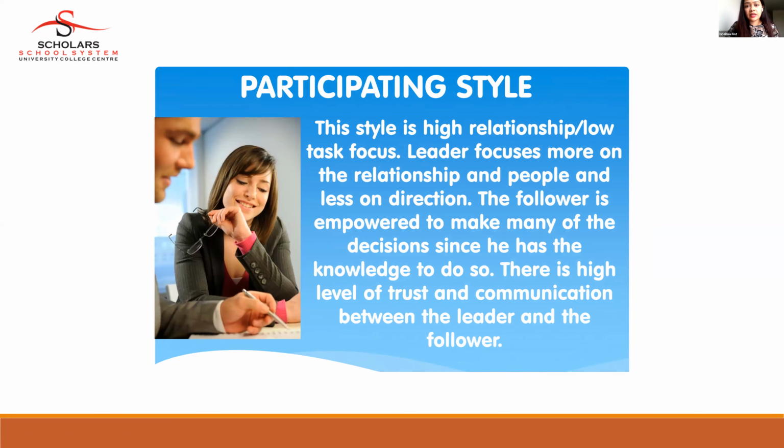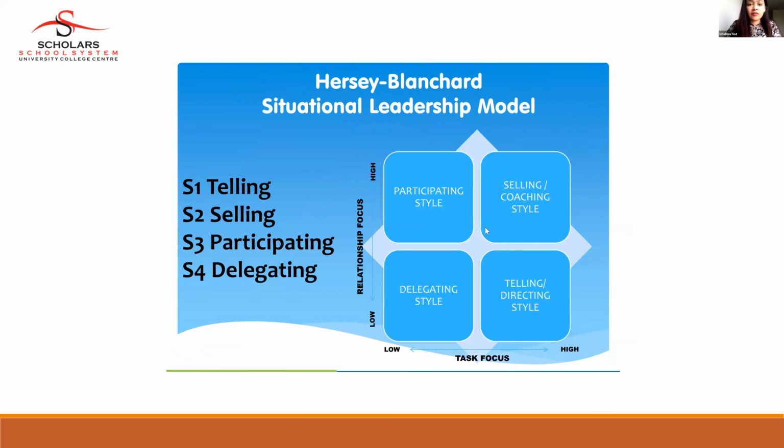So the participating style has a high relationship and less task focus. The leader focuses more on building a good rapport, a good relationship with the people the person is working with. The follower is empowered to make many of the decisions since he has the knowledge to do so. There is a high level of trust and communication between the leader and the follower. So looking back into the matrix, S3 falls in over here, where the leaders are focused on how to have good communication skills with the employees, the subordinates, or their followers, so that there is a two-way communication, and they are less task focused.